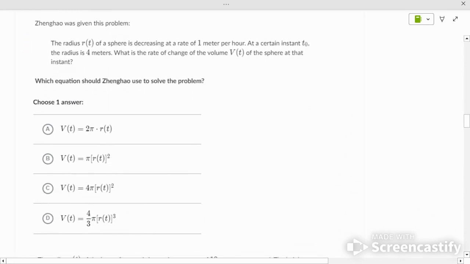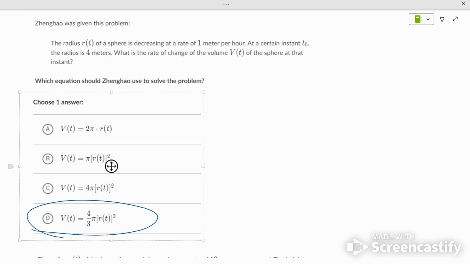So the radius of a sphere is decreasing at a rate of 1 meter per hour. At a certain time, the radius is 4. What's the rate of change of the volume? Okay, so we want to use the volume of a sphere formula. Anywhere in this classroom have a volume of a sphere formula given to you? Same place when you guys took geometry, way over there. The volume of a sphere is 4/3 pi r cubed. That is the starting point of our related rates problems. Okay, you start with the geometry formula for a lot of these.